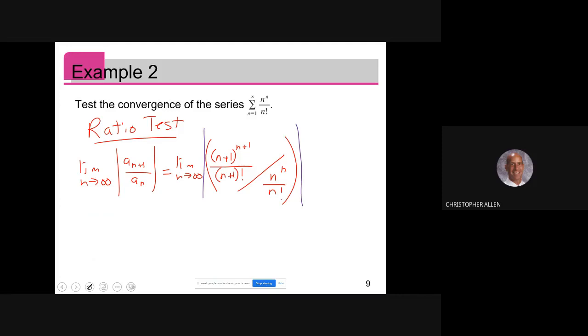I know there's a lot of writing there. So this piece here is the n plus 1, and then I'm dividing by the n. So I'm going to multiply by the reciprocal, right? So I'm going to have n plus 1 to the n plus 1 over n plus 1 factorial. I'm going to do this maybe in purple just to make it stand out. So now I'm multiplying by the reciprocal, and I know that you guys can handle that. And I've now got rid of the absolute value because it wasn't necessary.